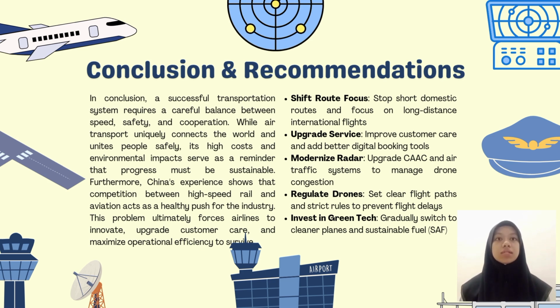Number two, we must modernize radar systems and regulate drone traffic. The CAAC and air traffic control need to upgrade their digital systems to manage drone congestion. By setting clear flight paths and strict rules for drones, we can maintain sky safety and prevent passenger flight delays. Finally, airlines should gradually switch to cleaner planes and sustainable fuel to meet green goals without hurting profits.